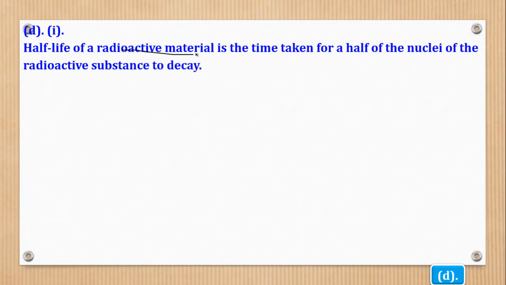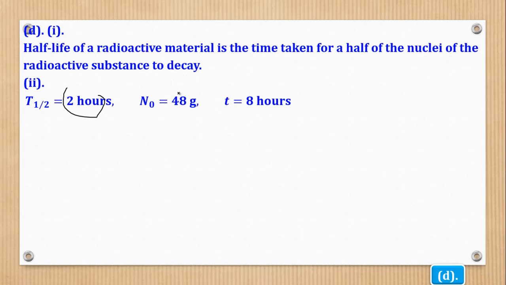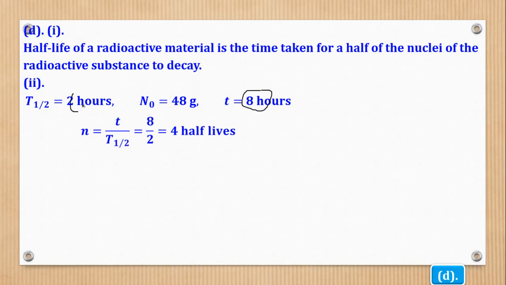So half-life of a radioactive material is the time taken for a half of the nuclei of the radioactive substance to decay. Then the calculation, we know that half-life was given as 2 hours, initial mass was 48, and total time was 8 hours. Therefore, the number of half-lives will be total time over the half-life to give you 4 half-lives.